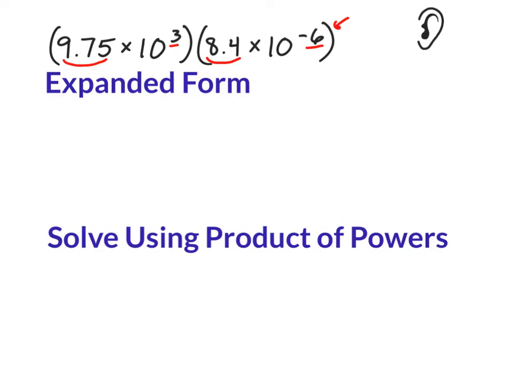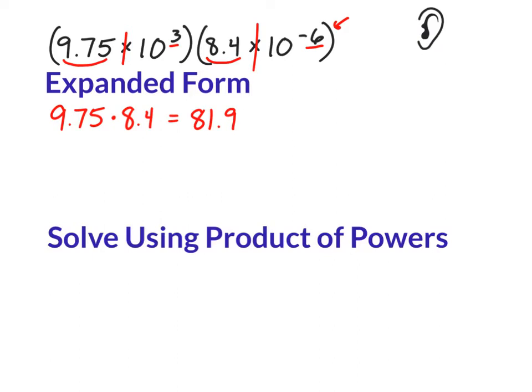First, I'm going to break this one problem into two separate multiplication problems. So I'll multiply the numbers out front. So 9 and 75 hundredths times 8 and 4 tenths. And I get an answer of 81 and 9 tenths. So this number, 81 and 9 tenths, is greater than 10. So I'm going to have to convert that decimal later.